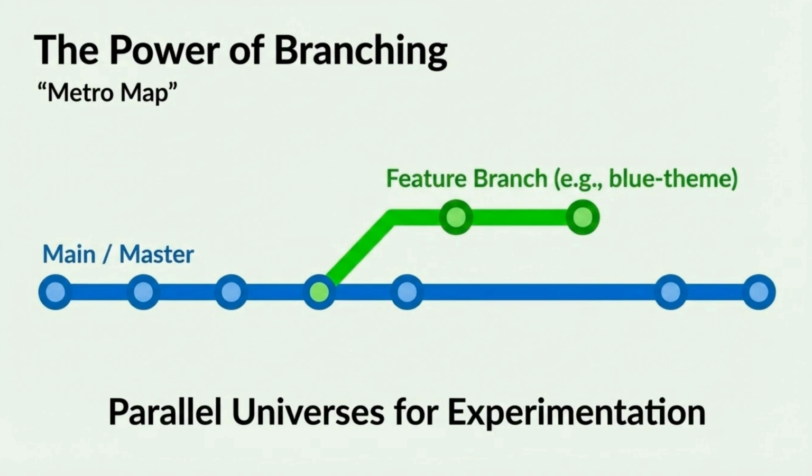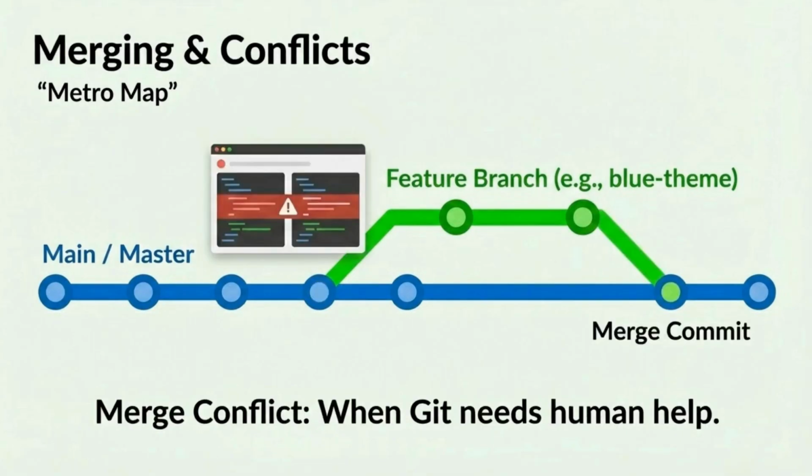Now for Git's killer feature, branching. Imagine you have a working website, but you want to try a crazy new design. You don't want to break the working version. So in Git, you create a branch. This is a parallel universe. You can delete everything, break the code, or try new things here. The main line, your working website, remains completely untouched. It's the ultimate safe space for experimentation.